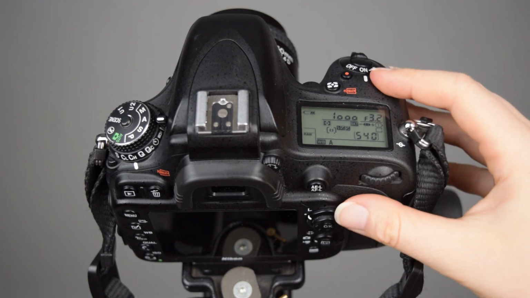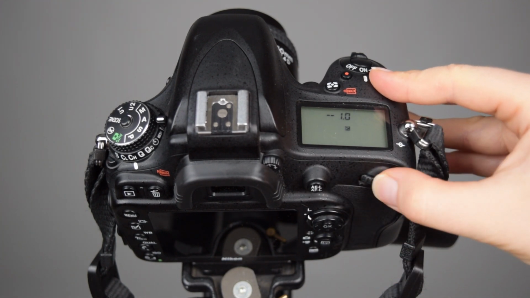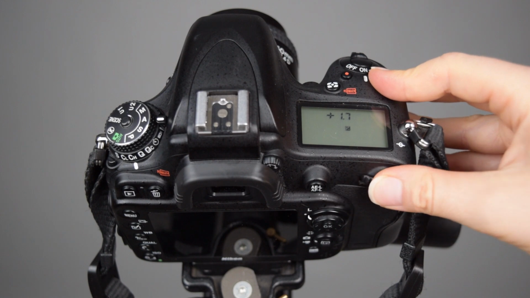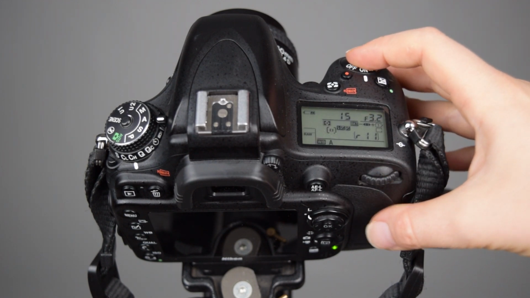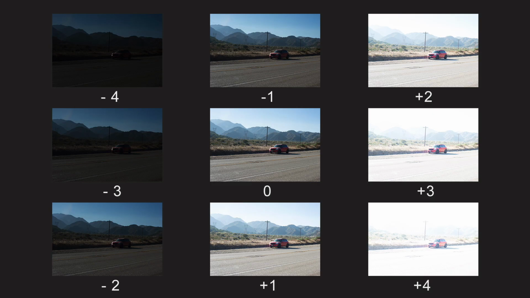And at the end, we will set our exposure compensation to +3 and take 3 pictures again. This way we will get 3 more images, this time overexposed. At the end, you should end up with 9 bracketed images with 1 stop difference between them.